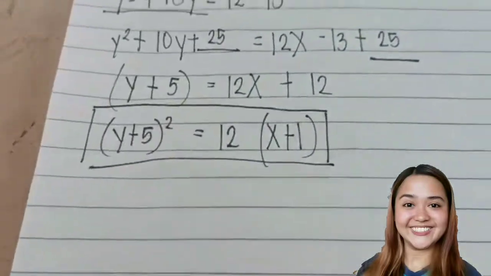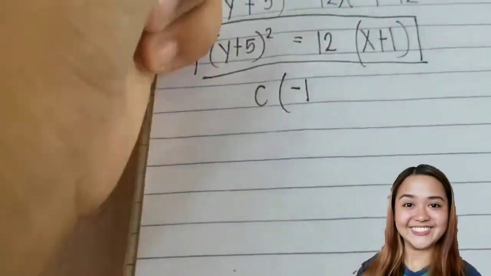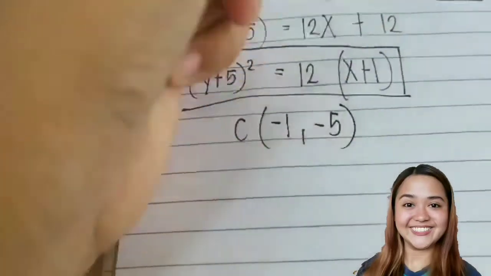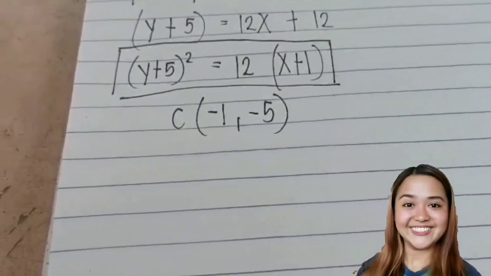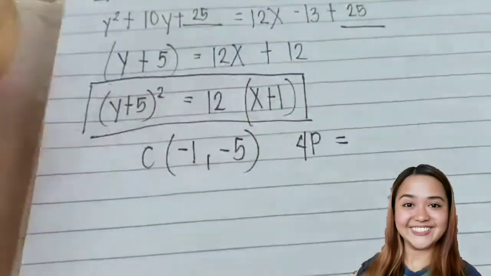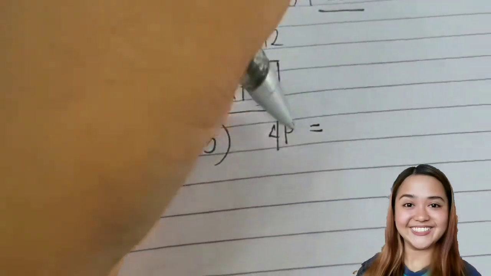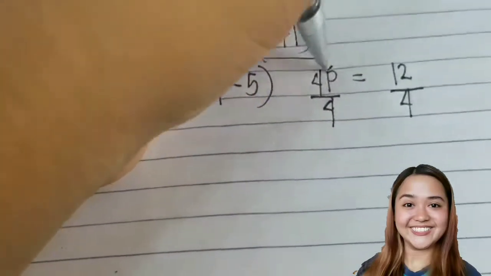Now, what information are we going to get from this equation? So our center here, the value of h is negative 1, and the value of k is negative 5, because in our formula we have negative k and negative h. That's why we have negative 1 and negative 5. And also the value of p: 4p equals 12, so divide both sides by 4. So the value of p here is 3. Therefore we can say that our parabola opens to the right with the center negative 1 and negative 5.